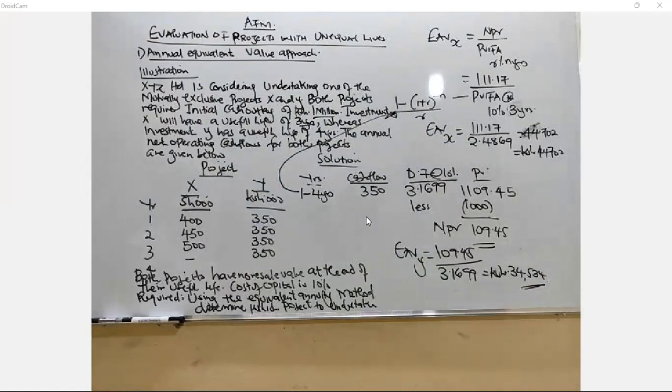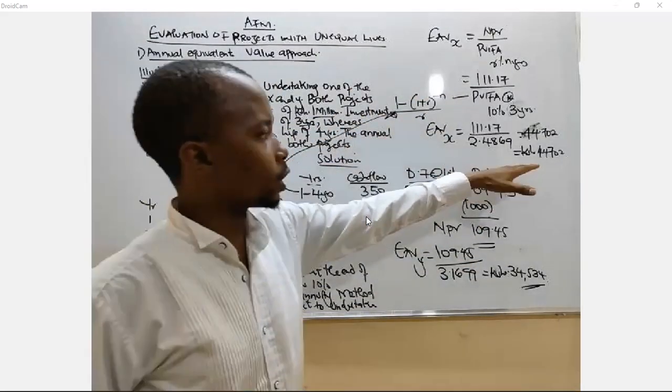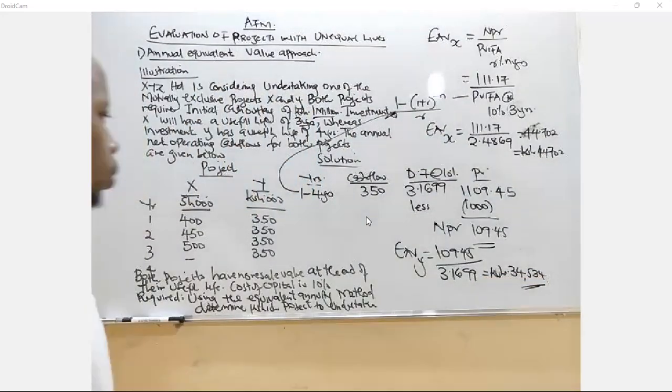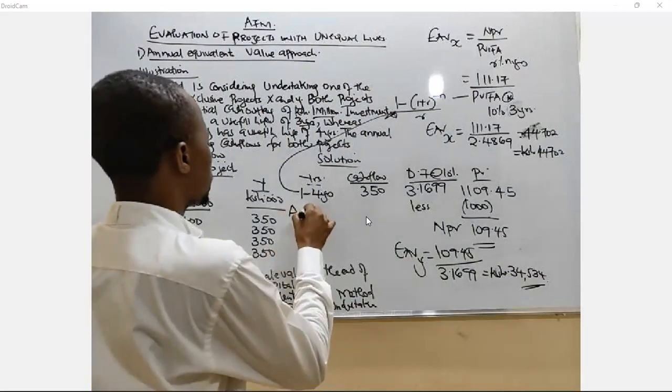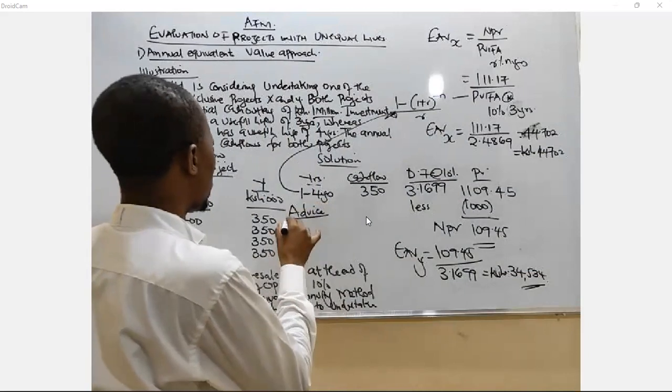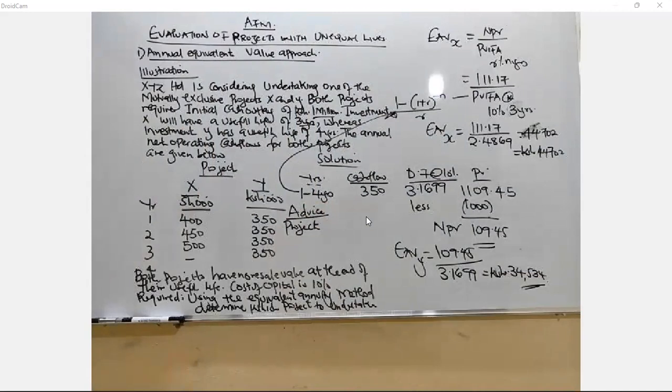Right? Yes. Very good. I know that you can be able now to advise, because there you have been told, using the equivalent annuity method, determine which project should be undertaken. When you compare the equivalent annual value between 44,000 and 34,000, which one can you advise this organization to invest in? Advice. You say what? Project what? Project X. Project X is acceptable.